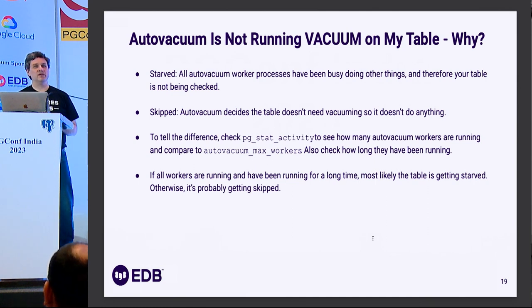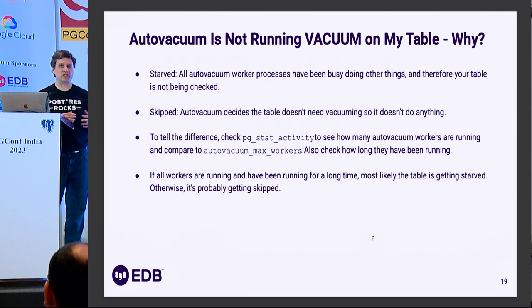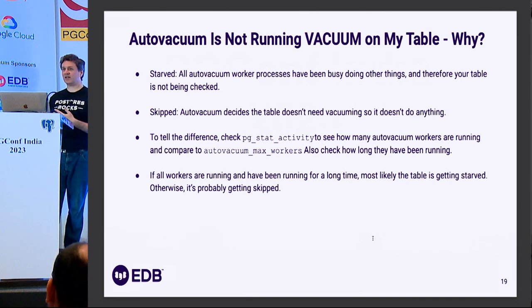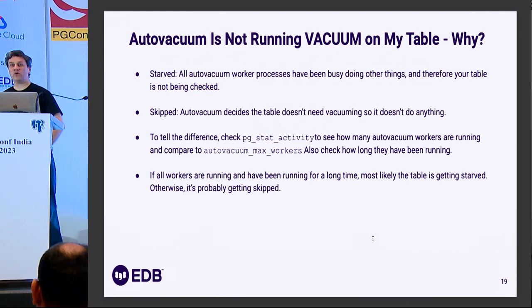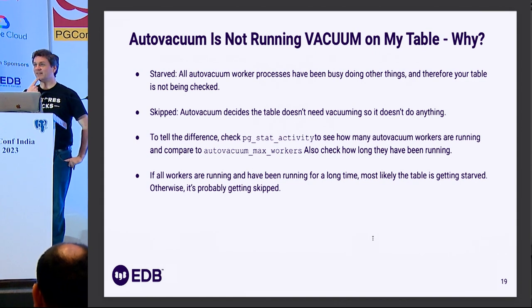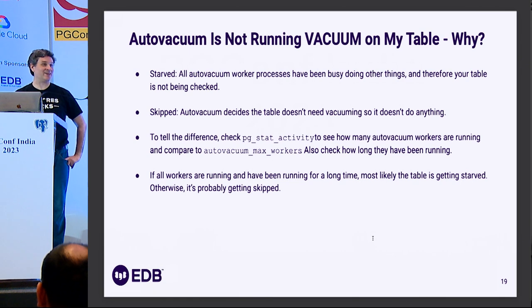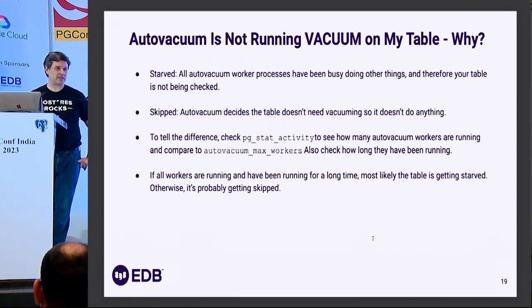PGStat activity can give you a lot of visibility into this, especially if you check it over time, but even if you check it just once. Whenever any customer reports this kind of problem and somebody asks for my help, the first thing I want to see is, well, what do you have AutoVacuum max workers set to? Okay, let's say it's 3. That's the default. How many workers do you have running? Oh, also 3. That's very interesting. How long have they been running for? Oh, 18 hours. Uh-huh. So you have starvation. Those workers are too busy. They are not able to get to all of the things that need to be done. But if you just have one worker running and it's been running for 5 minutes, oh, well, it must be the skipped case.